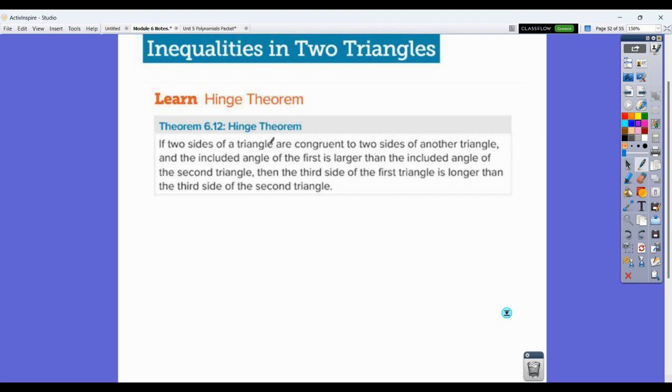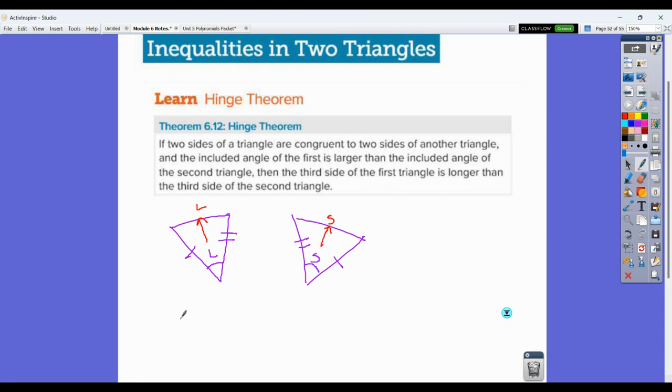So two sides of a triangle are congruent to two sides of another triangle. So if we kind of give ourselves a picture here, okay, we have two sides of a triangle are congruent to two sides of another triangle. So there's my two sides, okay? And the included angle of the first, so this one, my included angle here of the first is larger than the included angle of the second. Here's my included angle of my second, and this is smaller, so larger and smaller. Then it's saying that the third side of the first triangle, that'd be this one over here, is longer than the third side of the second triangle.